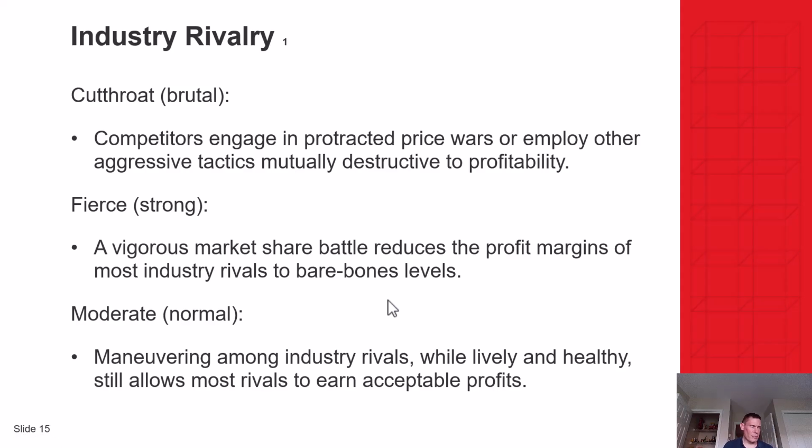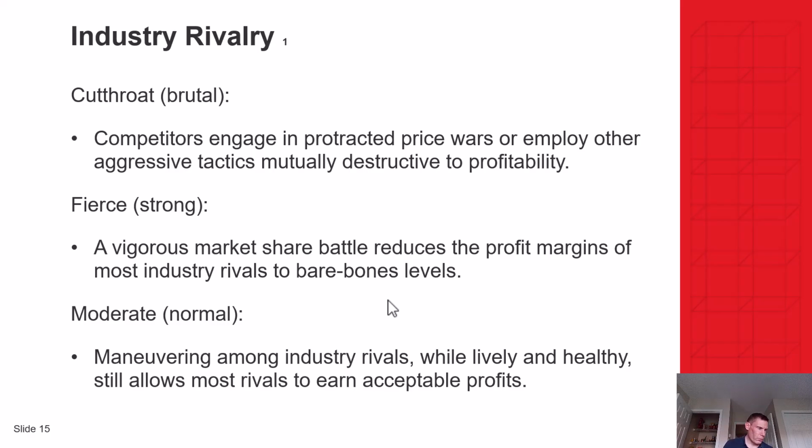So what about industry rivalry? We have what we could call cutthroat, which is very brutal. Competitors engage in protracted price wars or employ other aggressive tactics, mutually destructive to profitability. So basically, they just sort of hurt each other in that sense. It can also be fierce, strong. This is where a vigorous market share battle reduces the profit margins of most industry rivals to bare bones levels. So again, kind of self-defeating.